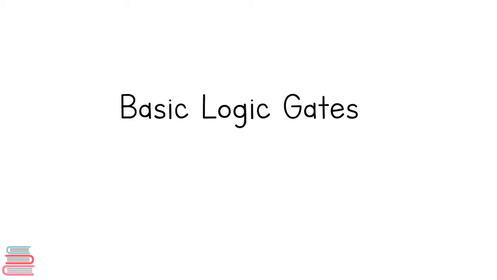Well, the basic logic gates are the building blocks of any digital circuit, and we have three basic logic gates that are AND, OR, and NOT. Using these three gates, basically we can construct any type of logic circuit. Now I'm going to explain the functionalities of these three gates.